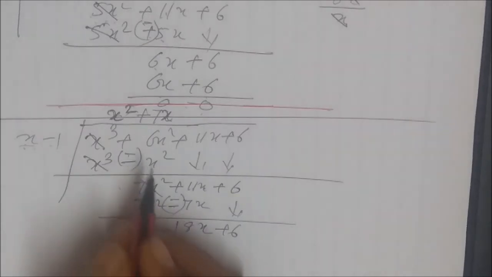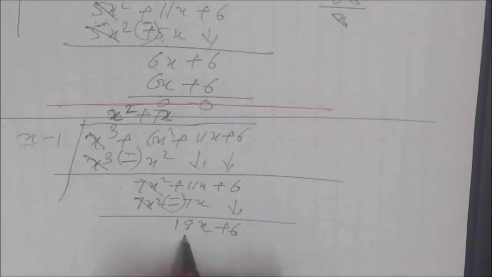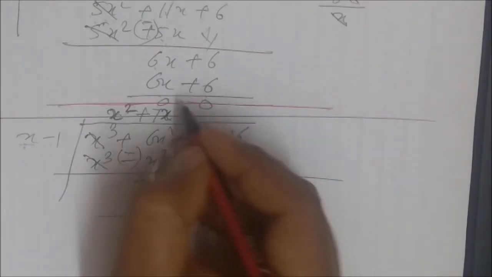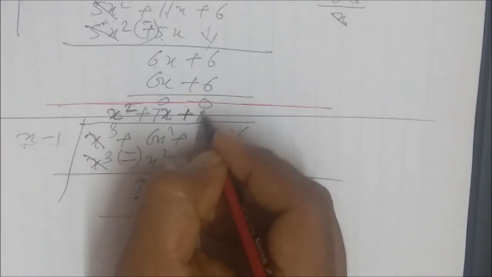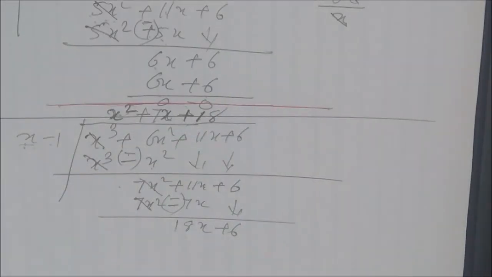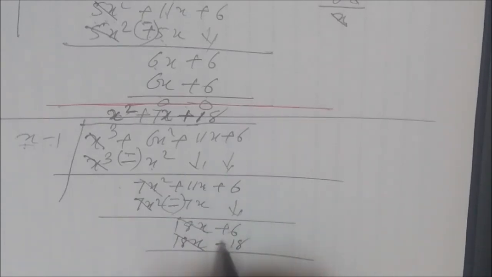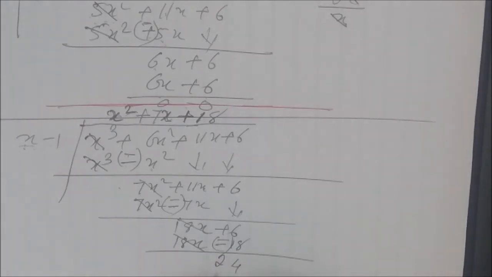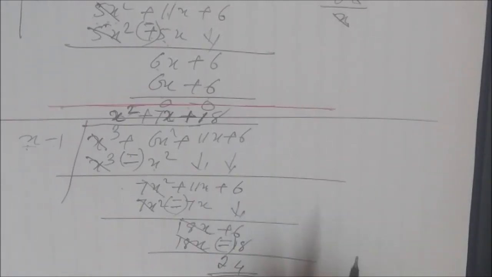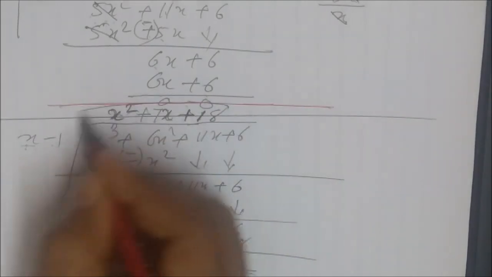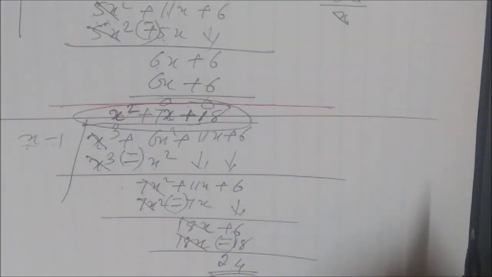Our next step is we want to convert this x to 18x. For that, we need to multiply with 18. Okay, so 18 into x is 18x, and 18 into minus 1 is minus 18. So here these two get cancelled. Here the sign changes and becomes 24. So here the remainder is 24, and the quotient is x squared plus 7x plus 18.